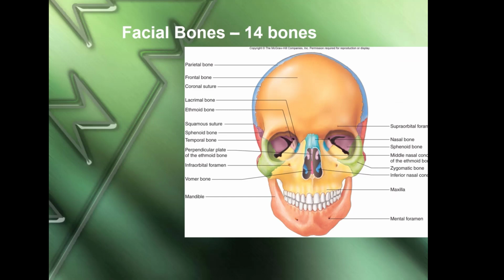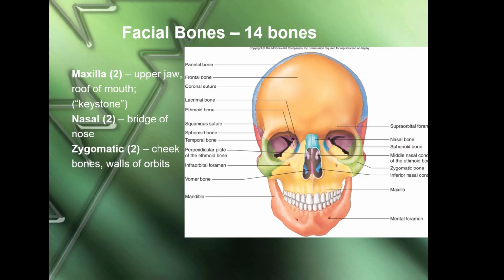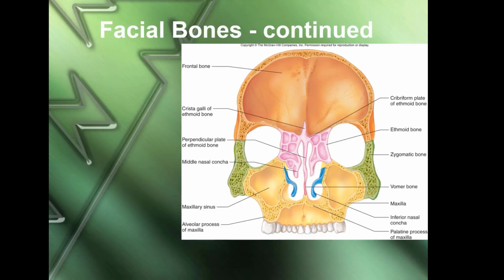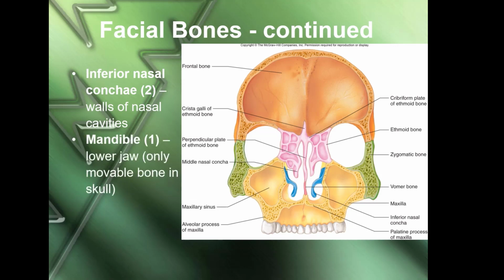The facial bones. We have 14 bones in the face. We have maxillary, 2. They form the upper jaw and the roof of the mouth. Nasal bones, 2, the bridge of the nose. Zygomatic, 2 also. This is present in the cheek and walls of the orbit, as seen in the figure. We have lacrimal, 2 also, the medial walls of the orbit. And inferior nasal concha, that is 2, the walls of the nasal cavity.